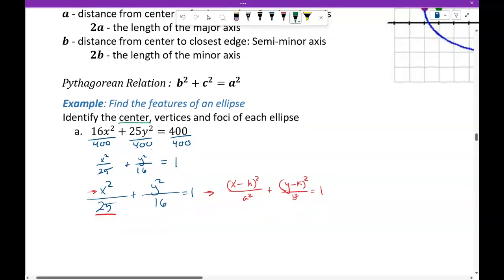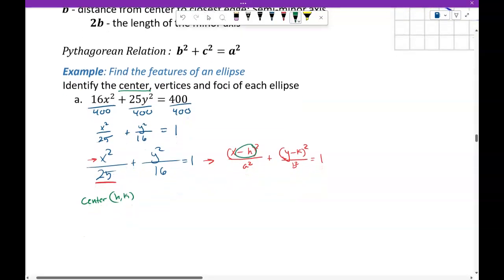And so we can identify our center. And just like with our previous conic sections, that starting value is located using the points h and k. So here, h and k in our equation, well, there's no constant being added or subtracted to x or y, which means that h and k are 0, 0. So we have an ellipse that starts at the origin.